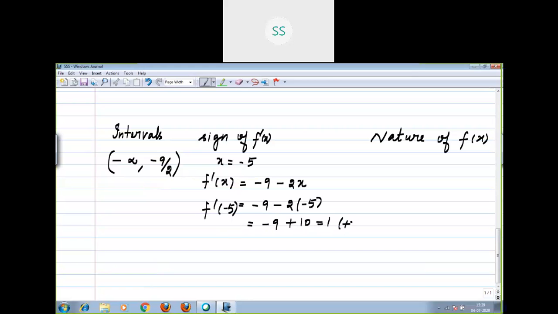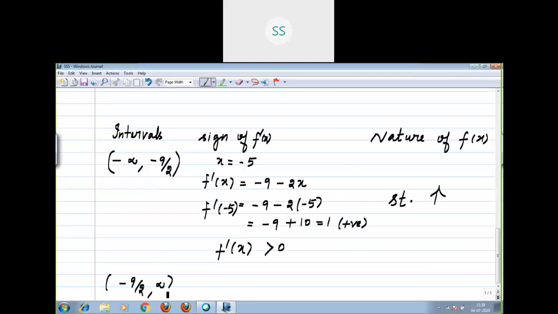That is positive. Positive means f dash of x is greater than 0. If it is greater than 0, what is the function? Yes, very good children. You should be attentive. Strictly increasing. Next interval is what? Minus 9 by 2 comma infinity.